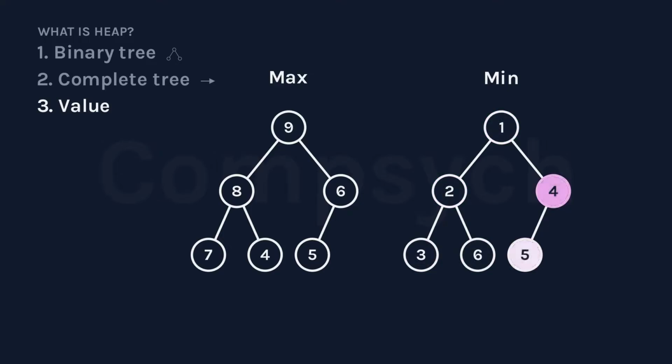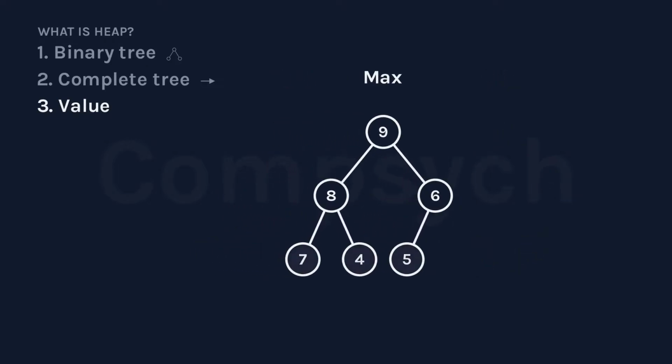it a min heap. If we find an exception, we say this heap is not heapified yet. It needs to be rearranged to meet the property. Can we conclude that a heap is always sorted? Nope. In this max heap, 7, 4, 5 in the last level are not in ascending order.